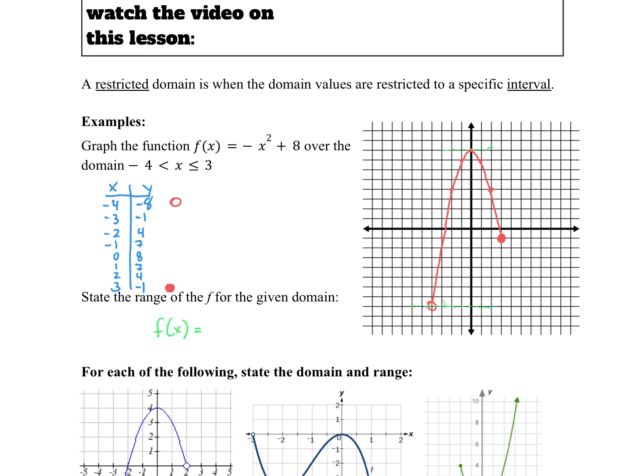my lowest value is -8, but it doesn't include -8. I shouldn't have put that bracket there. It doesn't include -8, so that gets a parentheses because it's an open circle. So it goes to -7.999 repeating, but it doesn't actually hit -8. And then the highest value is +8. And that does actually touch +8 because it goes right through that point, 0, 8, and then starts coming back down.